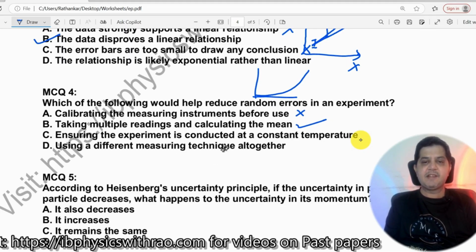Ensuring the experiment is conducted at a constant temperature. No, because certain experiments need not be conducted at a constant temperature. So this is not the right one. Using a different measuring technique altogether. No. If there is a random error, maybe because of human error, you cannot avoid it. So this is also incorrect. So B should be your right answer.